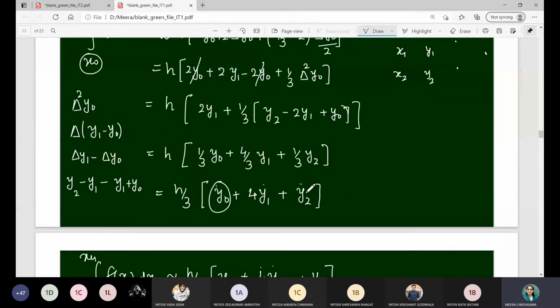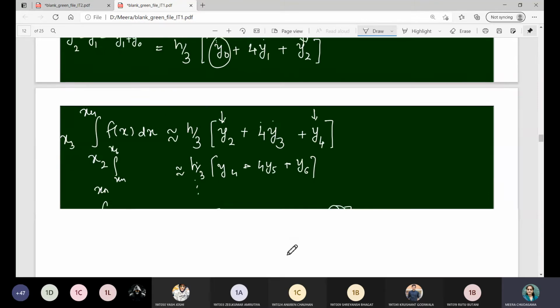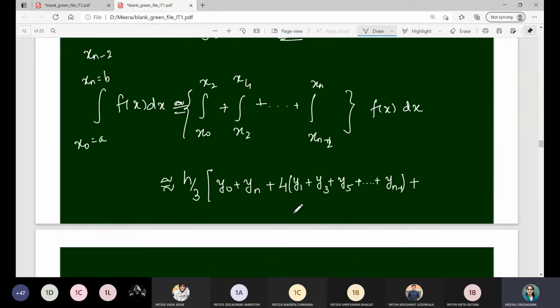And then the remaining values, if you see y2, this occurred here and in this expression also. Similarly y4: if you write the next expression for x4 to x6, what will you get? It is h/3 (y4 plus 4y5 plus y6). So y4 again occurs twice, similarly y6 occurs twice, so whatever goes up to n minus 2 occurs twice. So 2 times y2 plus y4 plus up to plus yn minus 2. This is called the Simpson's 1/3 rule.